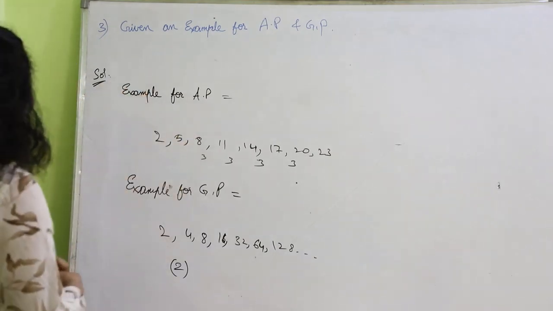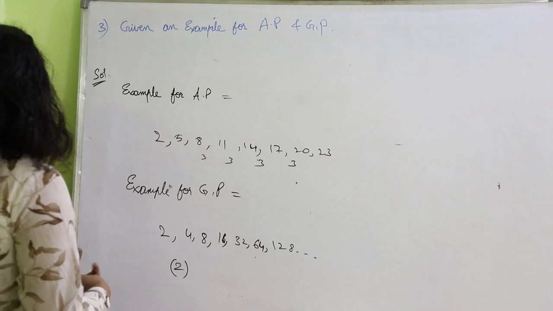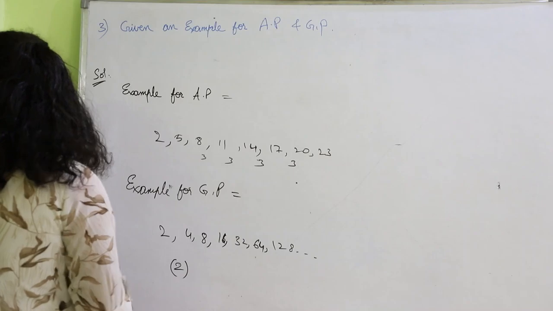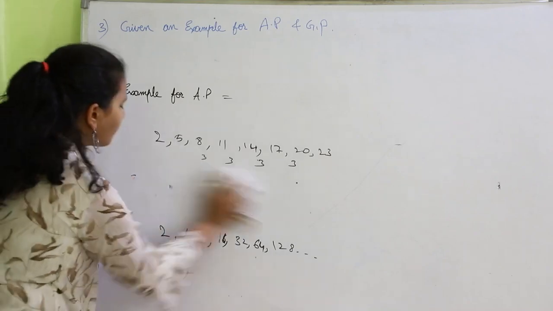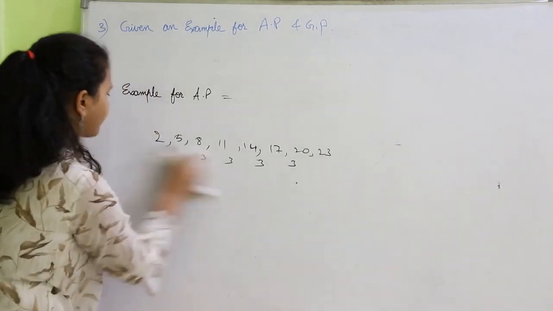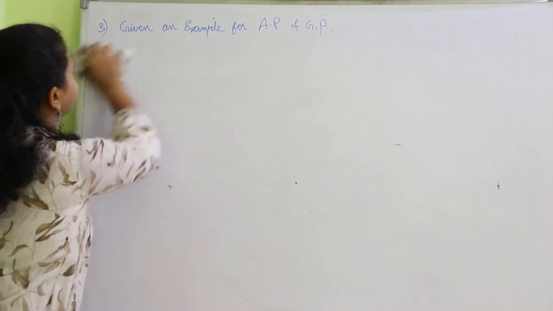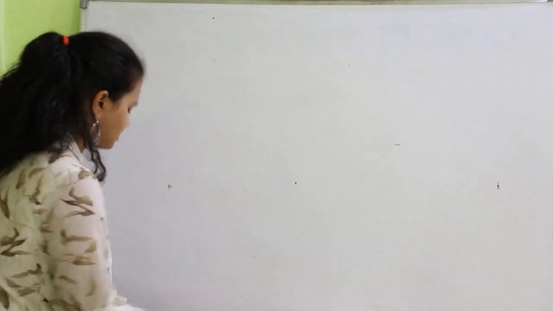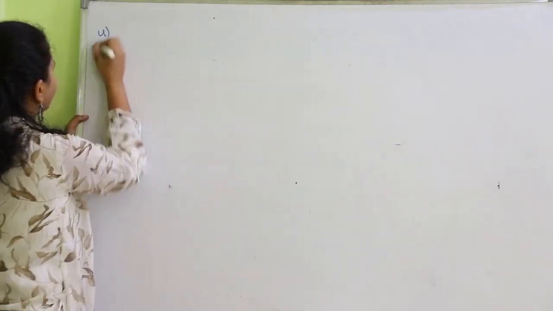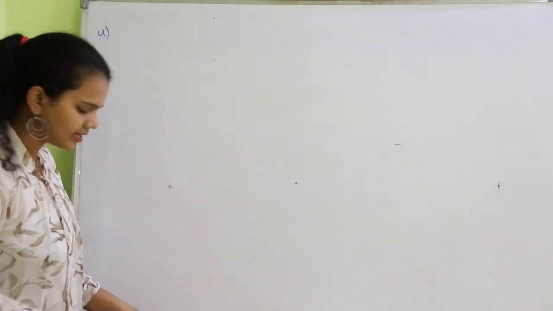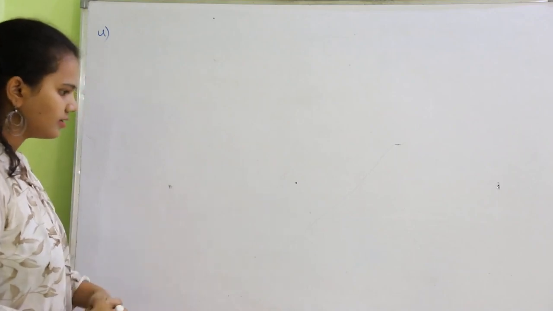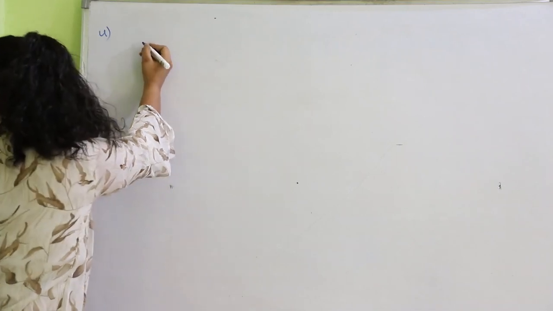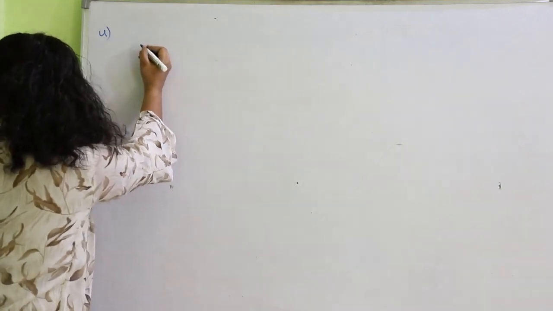Clear? Now the fourth question is: find the probability of getting a vowel if a letter is chosen randomly from the English alphabet. Wait a minute, I will be writing the question. The fourth one is from the probability lesson. Find the probability of getting a vowel.